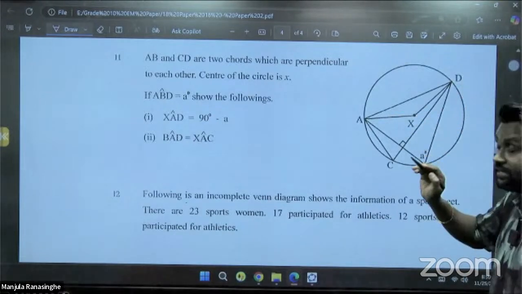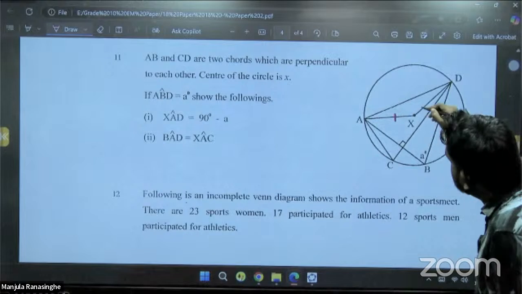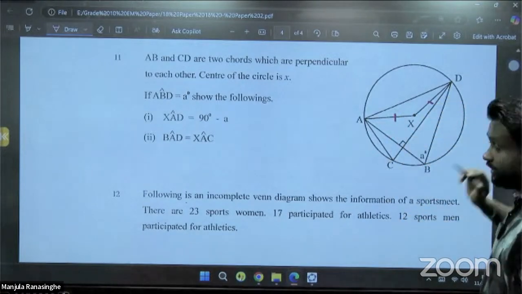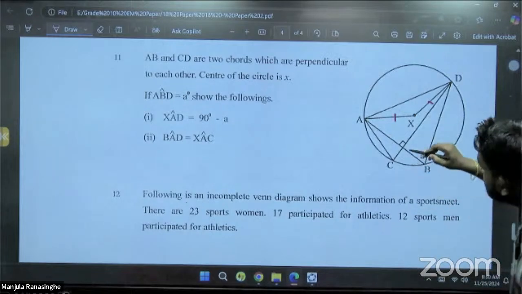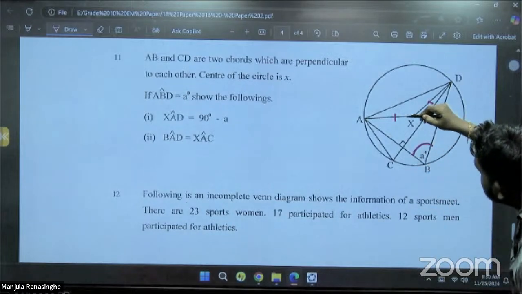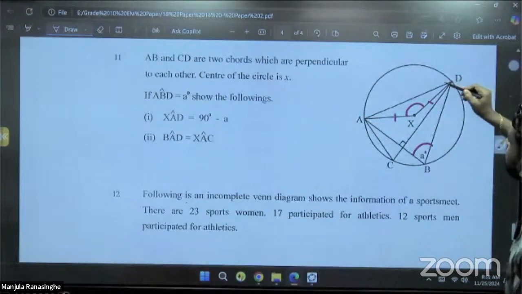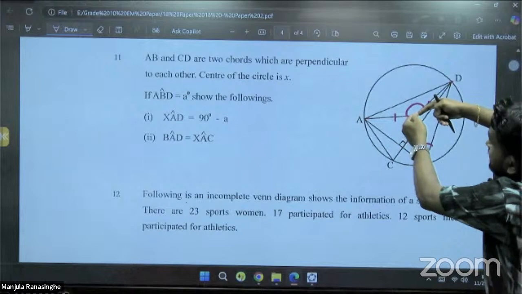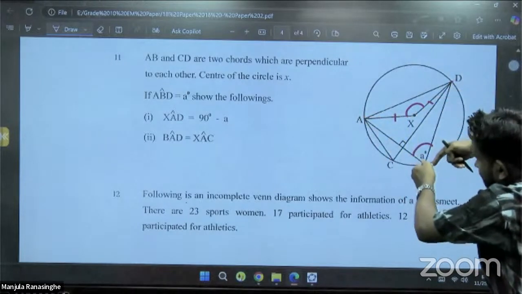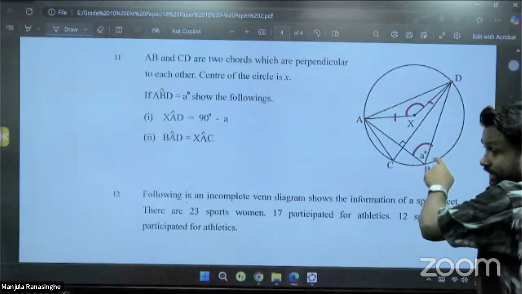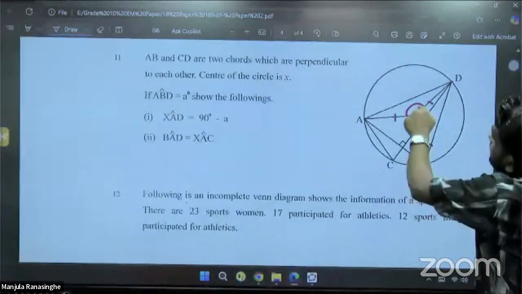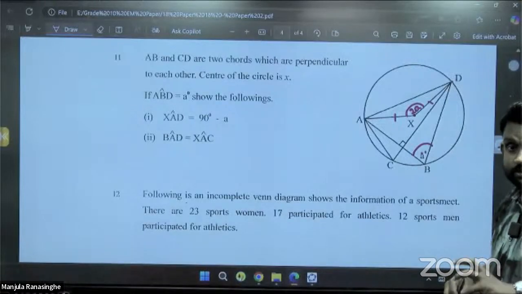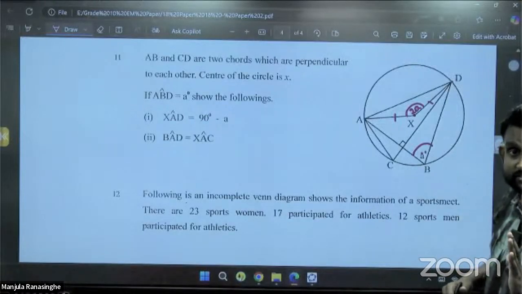XAD, whenever you see the radius, mark these two radii equal, right? Then you can see XA equals XD, okay? Now I reach here a, then here becomes 2a. Why? From the chord AD, the angle subtended at the center is this one. This is the angle subtended on the circumference. Then this is a, and this is twice that, 2a. You have to write that theorem: the angle subtended at the center is twice the angle subtended on the circumference.